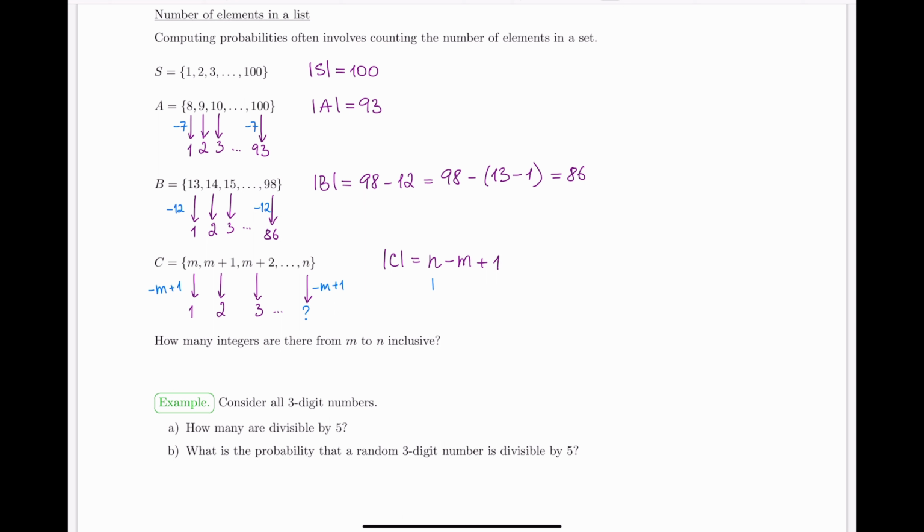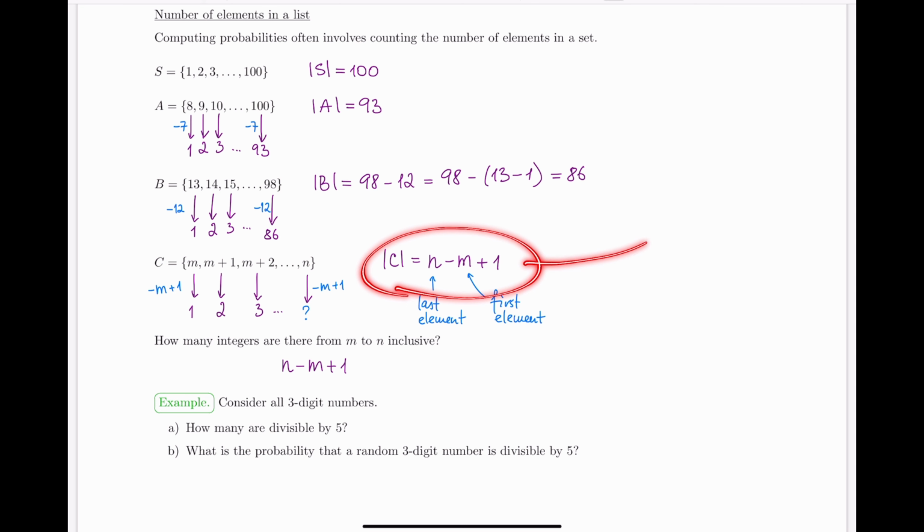Okay? So let's write this out here in verbal description. So this represents the last element. This represents the first element of the set. And then I have to add a 1 because I'm not starting from 0. I'm starting to count from 1. So this is what this plus 1 balances out. This is the general formula that we will have. So to answer questions like these, how many integers are there from m to n inclusive? The answer in this case is going to be n minus m plus 1.